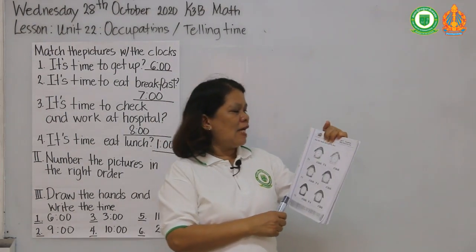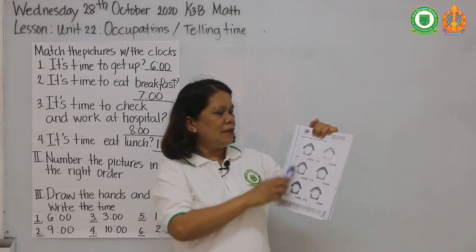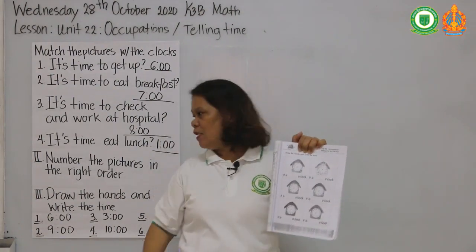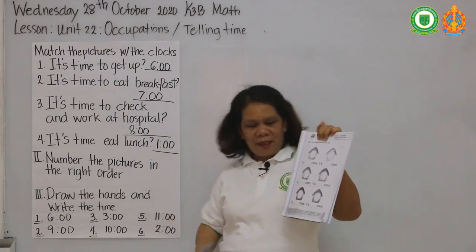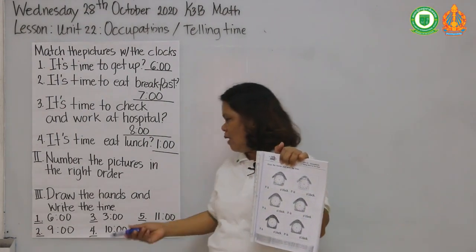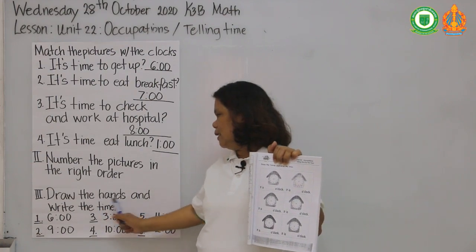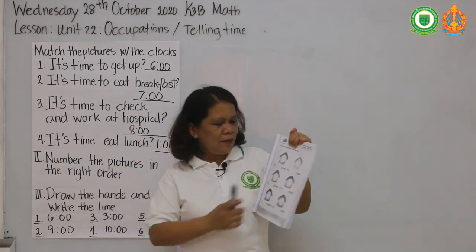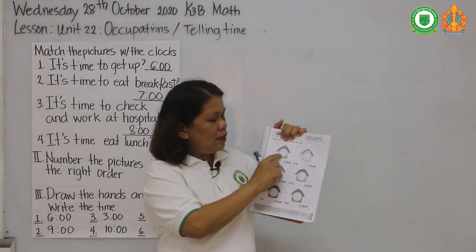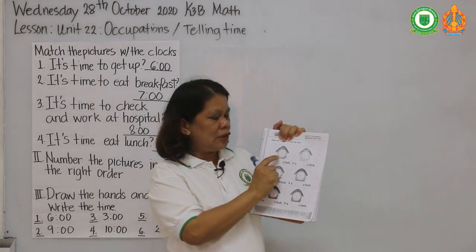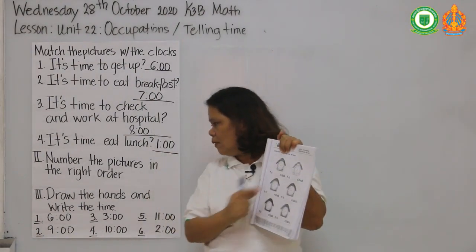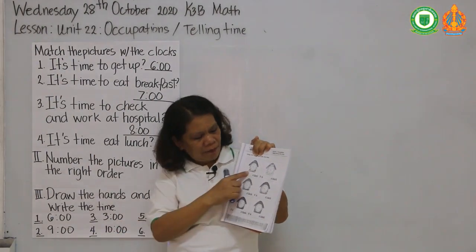You're going to draw the hands and write them. Draw the hands and write them here. There is no time here, but you have to copy here. Draw the hands and write the time. Number 1, will you draw the hand and show 6 o'clock? Okay, number 1, 6 o'clock.